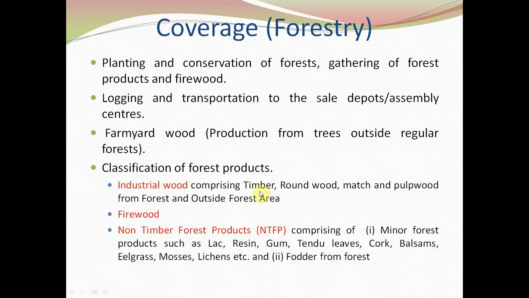Industrial wood comprises timber, roundwood, match, and pulpwood from forest and outside forest area. Then non-timber forest products comprise minor forest products such as lac, resin, gum, tendu leaves, cork, balsams, eelgrass, mosses, lichens, etc., and fodder from forest.